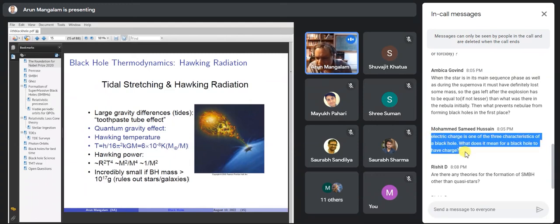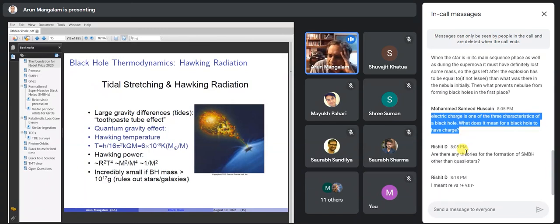Electric charge is one of the 3 characteristics of a black hole. What does it mean for electric charge? Well, it's just like an object which has mass and charge, correct? So it has electrodynamical and mechanical consequences of having a charge, right? So Maxwell's equations will hold in some relativistic form. There are some things known as the Einstein-Maxwell equations, and they govern the dynamics of such objects.